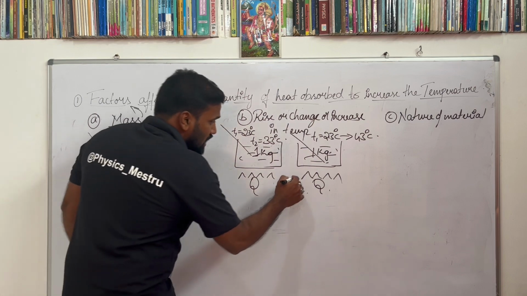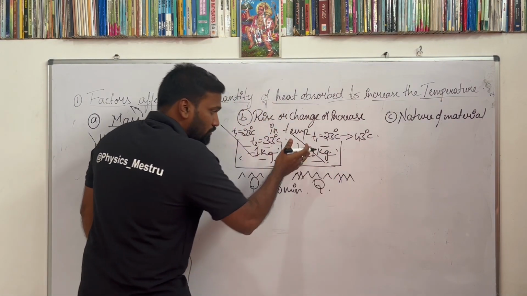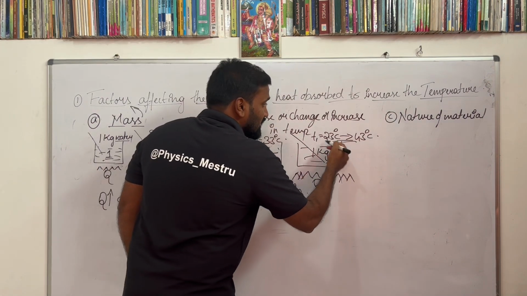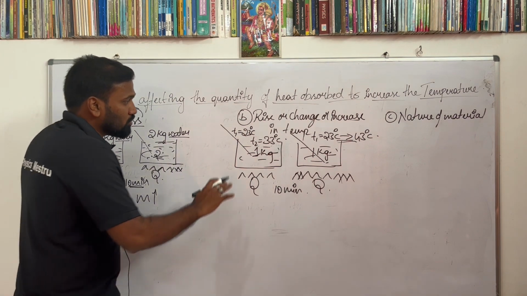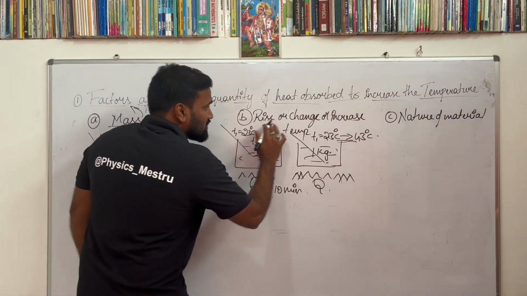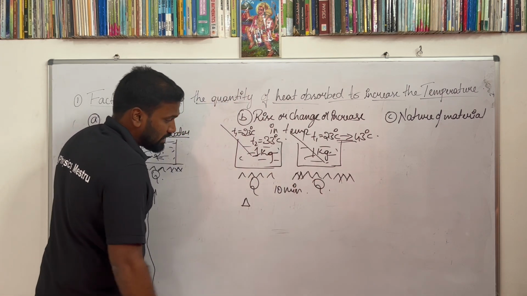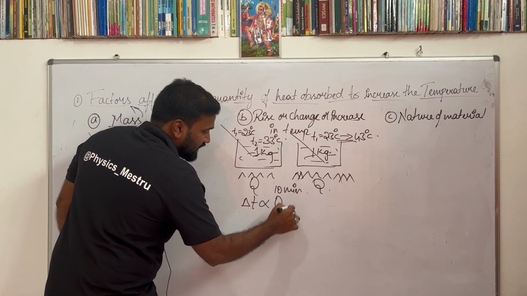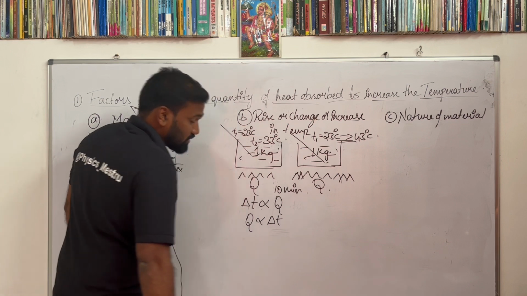If I put some more fire here, that means if I give some more heat energy, then there is a chance that I will get up to 43 degrees Celsius. So here the rise in temperature, or change in temperature, will be denoted with the help of delta T. So that delta T depends directly on heat energy, or heat energy depends directly on change in temperature.